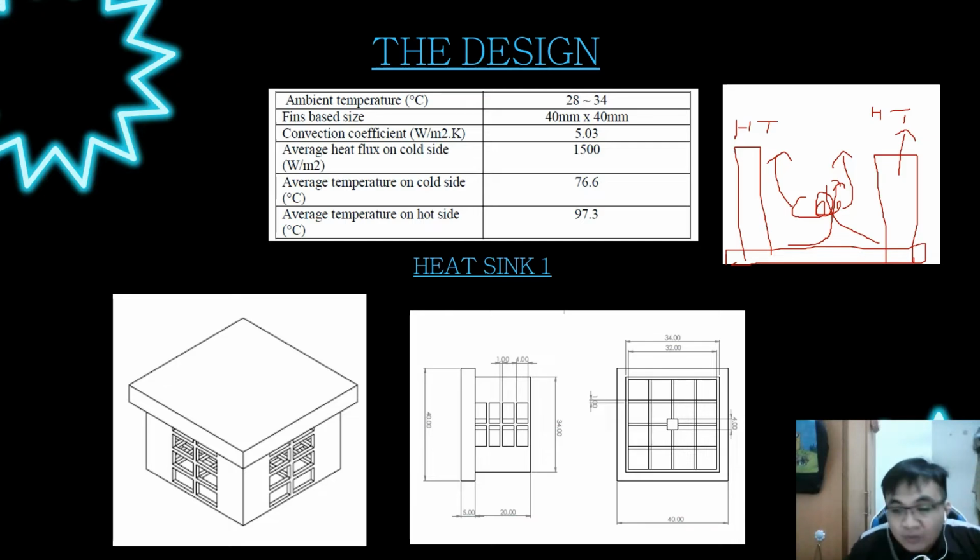We have two designs. One design is a pin fin type, and the other is an extruded straight fin type. This is heatsink 1, our first design, and the dimension of the base is 40 mm times 40. The width is 40 and the length is also 40. You can see this is the pin fin design, and this is the dimension of the interior of the pin fin design.